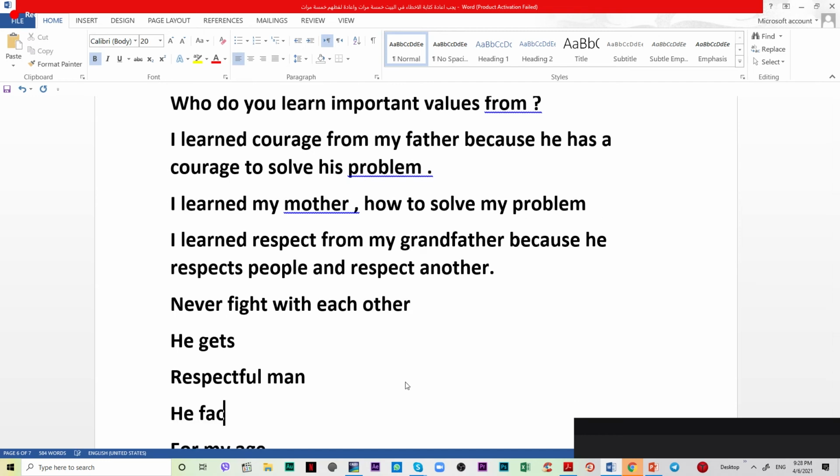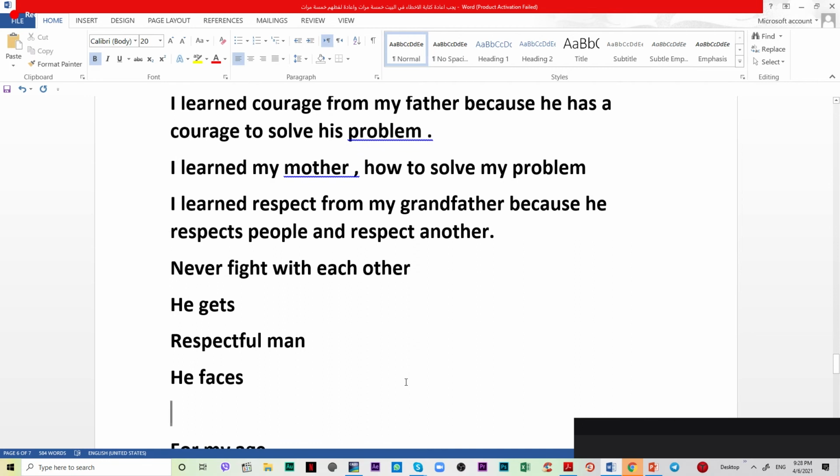Number three, I learned sacrifice from my mother when she sacrificed her youth for us. Number four, I learned friendship from no one because I am a social person.